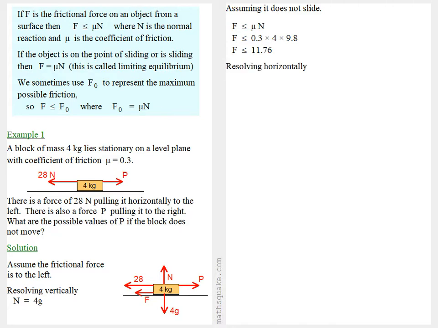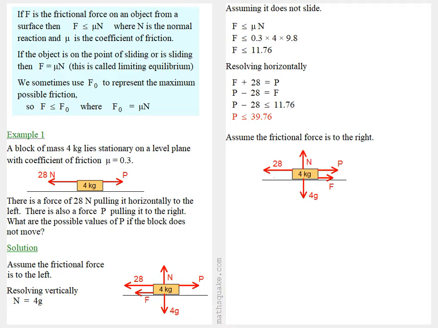If we resolve horizontally, we get F plus 28 is equal to P. In other words, P minus 28 is equal to F. Now we know F is less than or equal to 11.76, so P minus 28 is less than or equal to 11.76. And if we add 28 to both sides, P is less than or equal to 39.76.